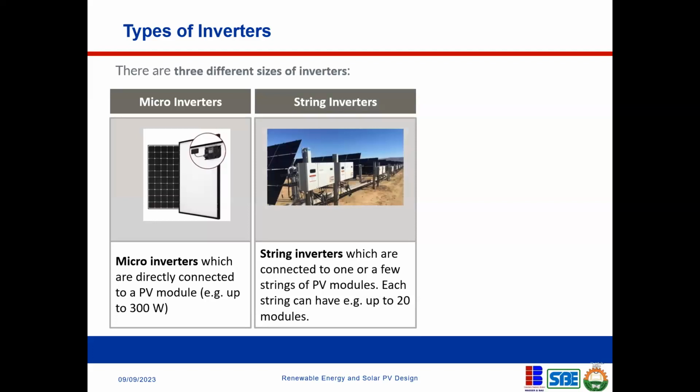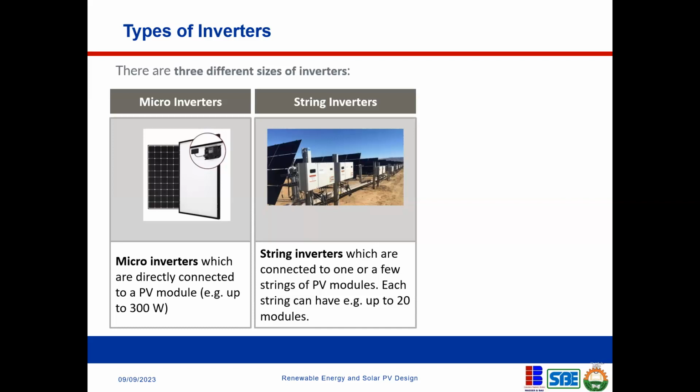Then we have what we call the string inverter. A string inverter is more like an array. For example, you have a system that requires 100 PV modules. You connect 50 of them as one string, and you connect another 50 as another string. The 50 that are connected to one inverter are called one string, and then the other 50. So in this case, you have two strings. So you have a certain number of PV panels connected to one inverter.